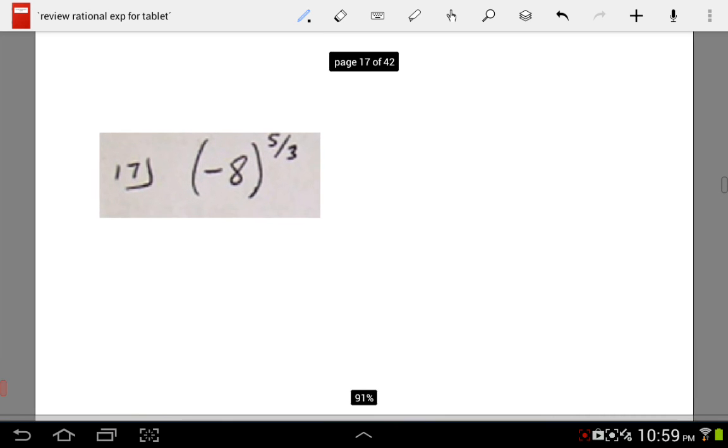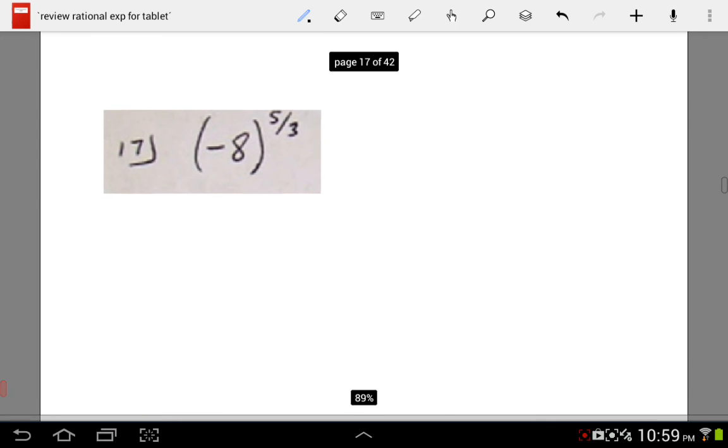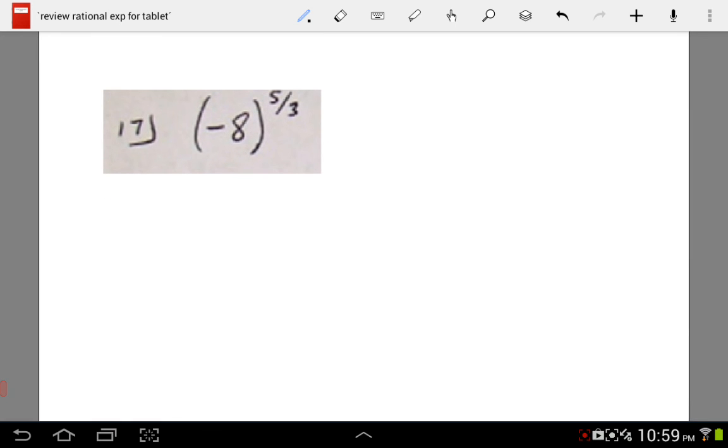Okay, on number 17, we're not going to let this negative bother us here. We're still going to write 8 with some exponent. So negative 8 can be written as negative 2 to the third power. Now I'll write that, my negative 8 or negative 2 to the third power, raised to the 5/3 power. With a power to a power, we can multiply, which means we can just cancel those out. So we get negative 2 to the 5th power, and that would just be negative 32.